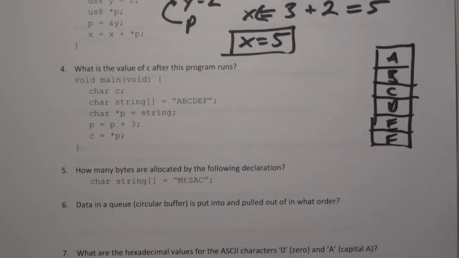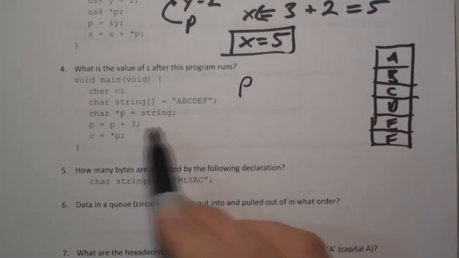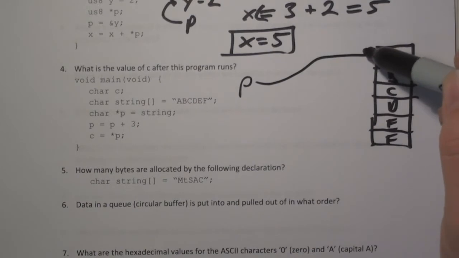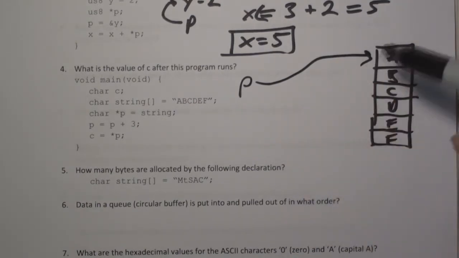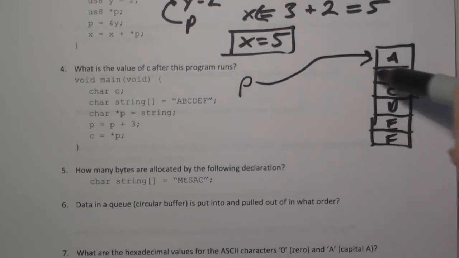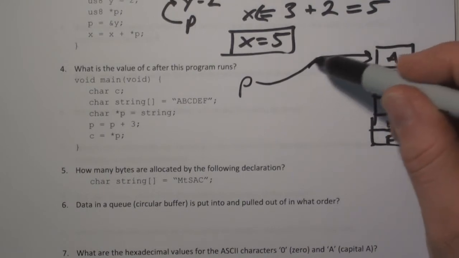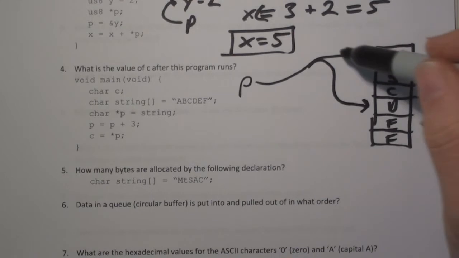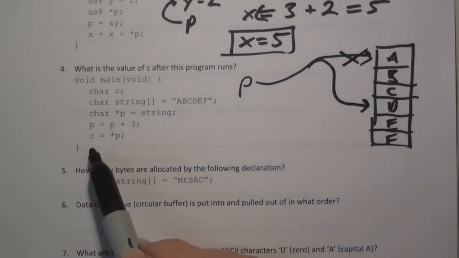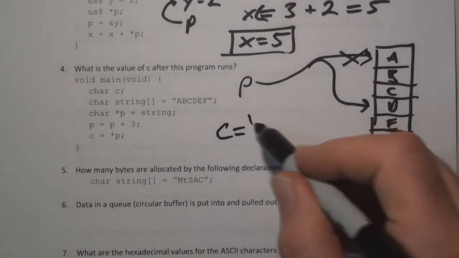And P is a pointer that's pointing to the first value in string, which is A. And then we say P is equal to P plus 3. So plus 1 would be B, plus 2 would be C, plus 3 is D. So after this command executes, P will be pointing to D. So C is equal to the value pointed to by P. P is pointing to D, so C is equal to the character D.